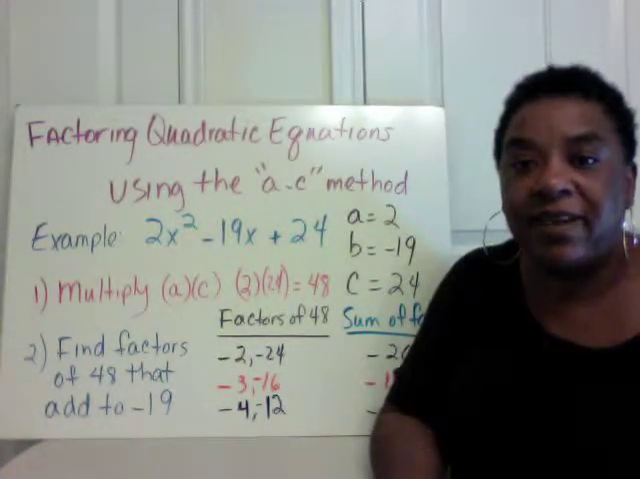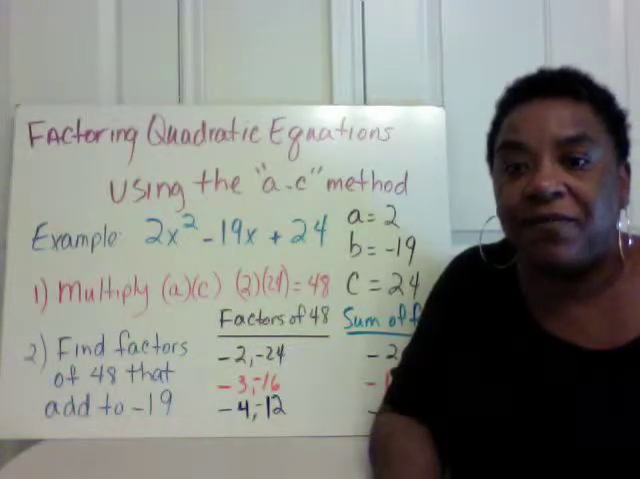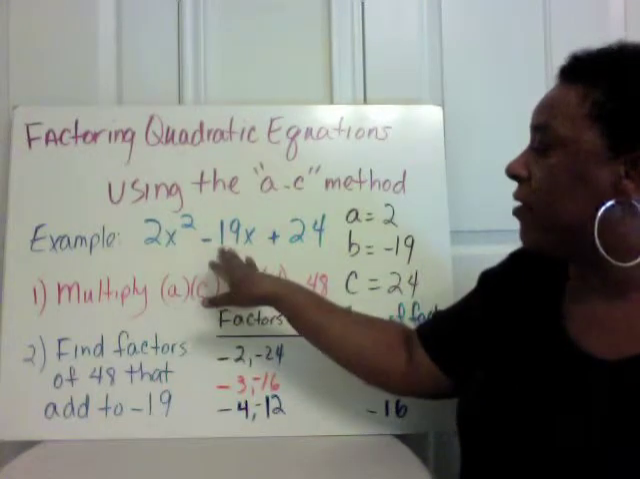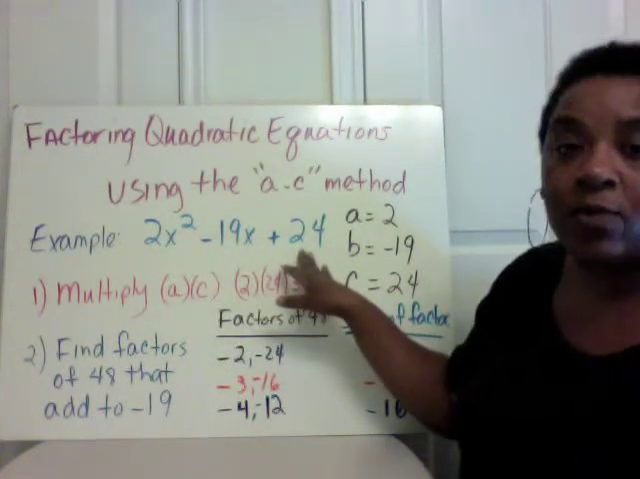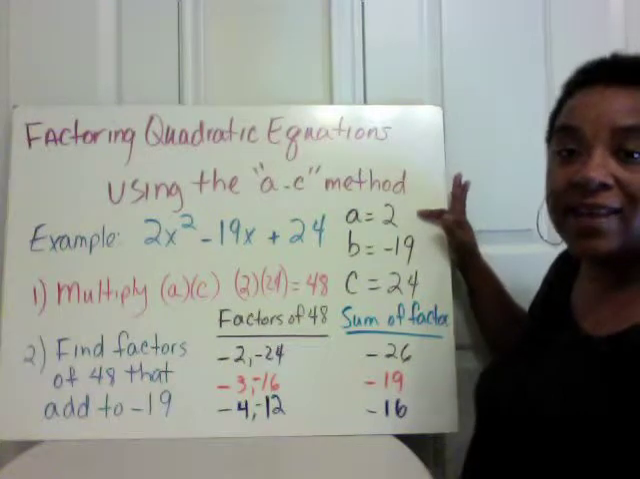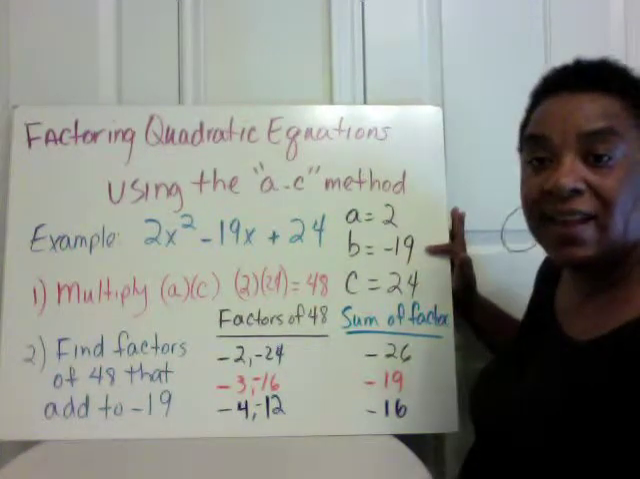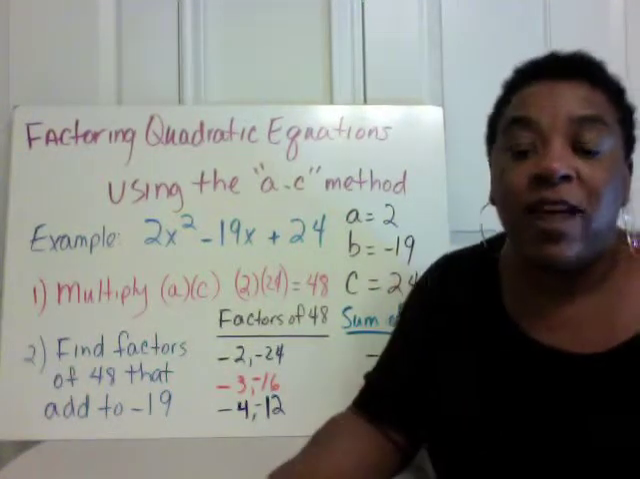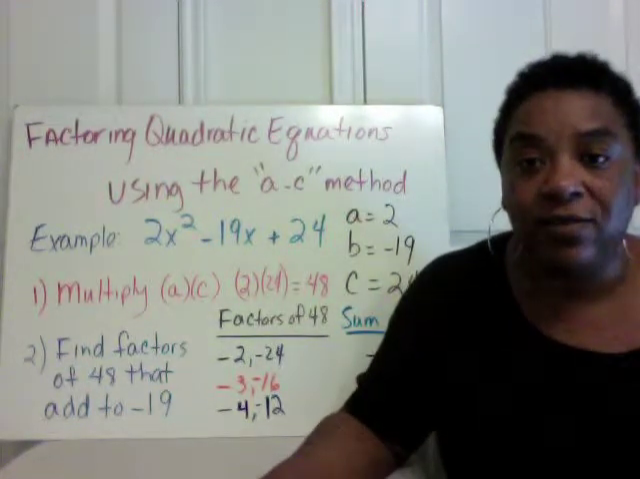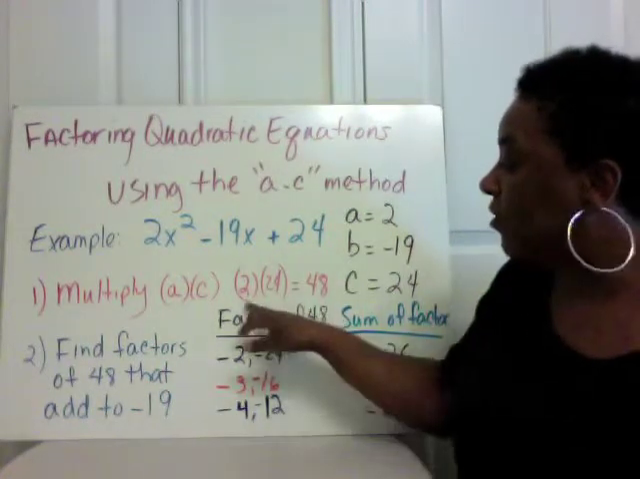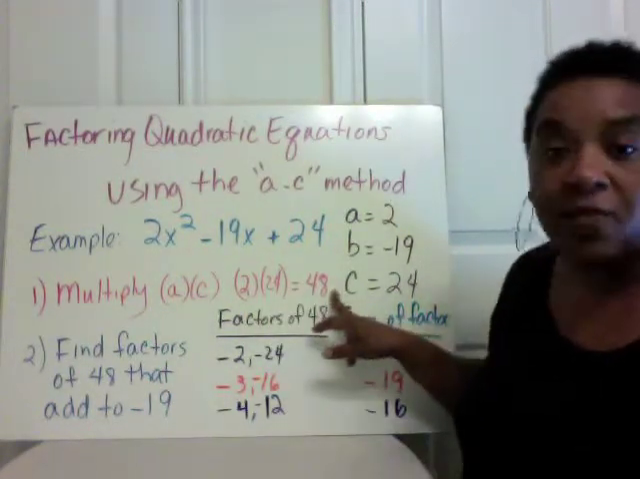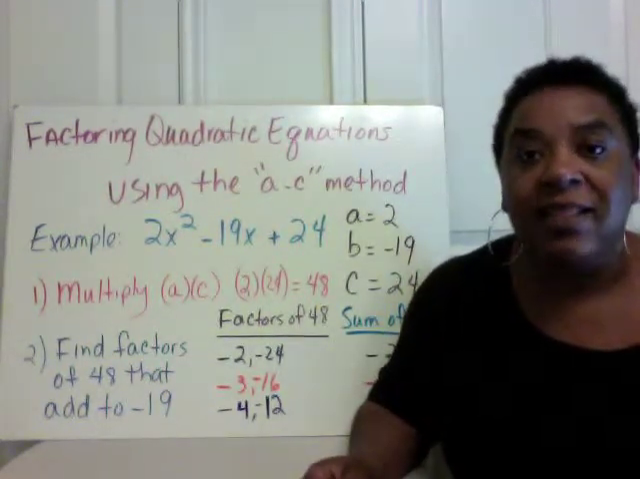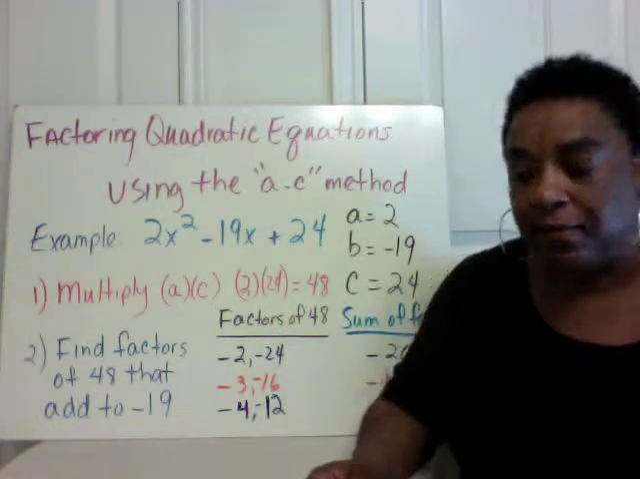Now here is another example of a quadratic equation we can factor using the AC method. I have 2x squared minus 19x plus 24. Our A is 2, our B is negative 19, and our C is 24. So now we can multiply our A and C values together. 2 times 24 equals 48. So now we need to find the factors of 48 that add up to negative 19.